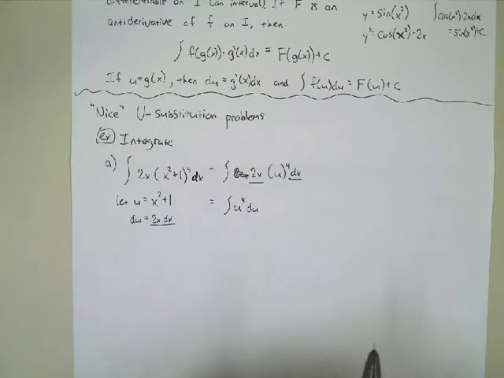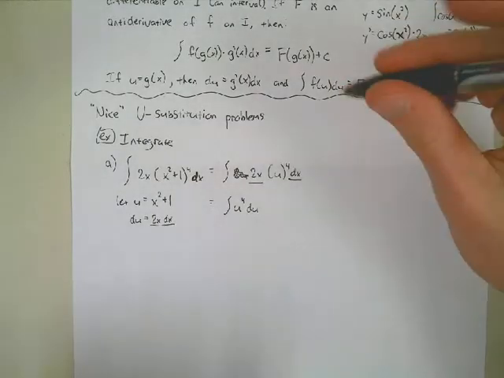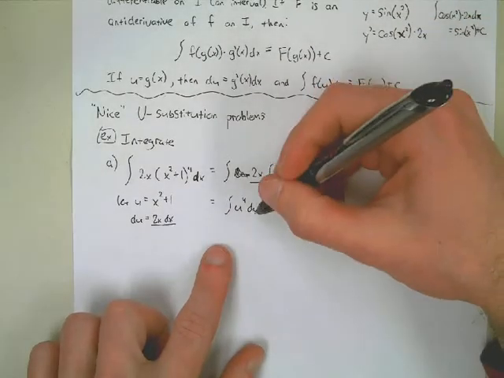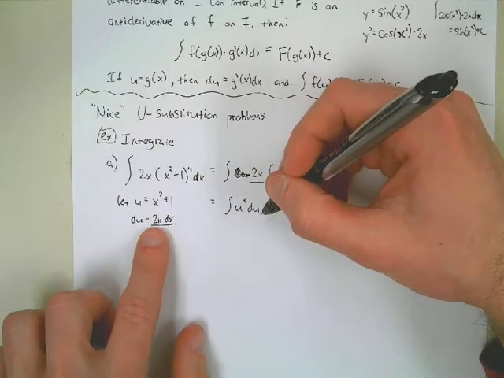Why did the 2x dx just go away? It didn't go away, we did a substitution. Notice what replaced it, the du. What do we say du is equal to? 2x dx. Oh, okay. So it's a substitution.